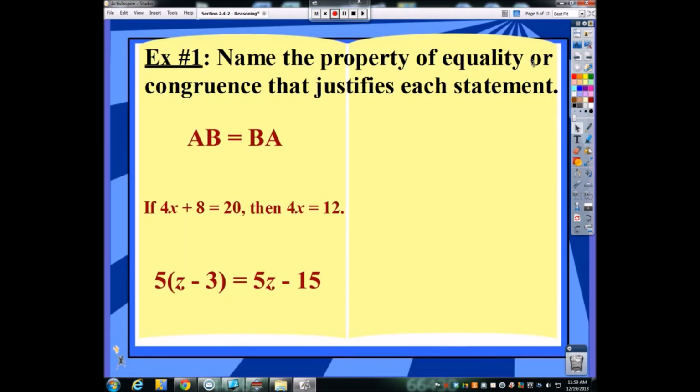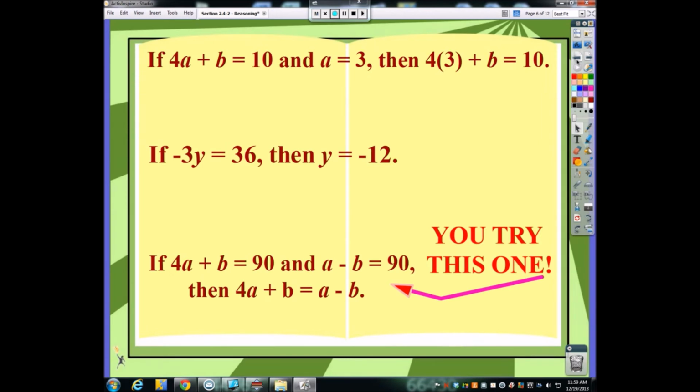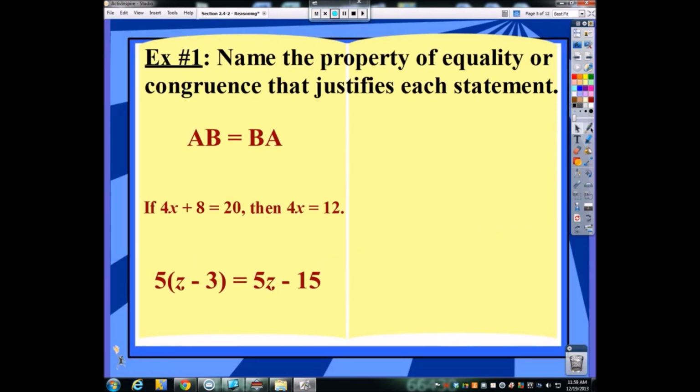So really, we're just going to do one example here that has 6 parts to it. You guys are going to be in charge of the last one that we will discuss tomorrow in class. So we're going to name the property of equality or congruence, a PE or PC, that justifies each statement. All right, so AB equals BA, and if we wanted to, we could put segment pieces up there.